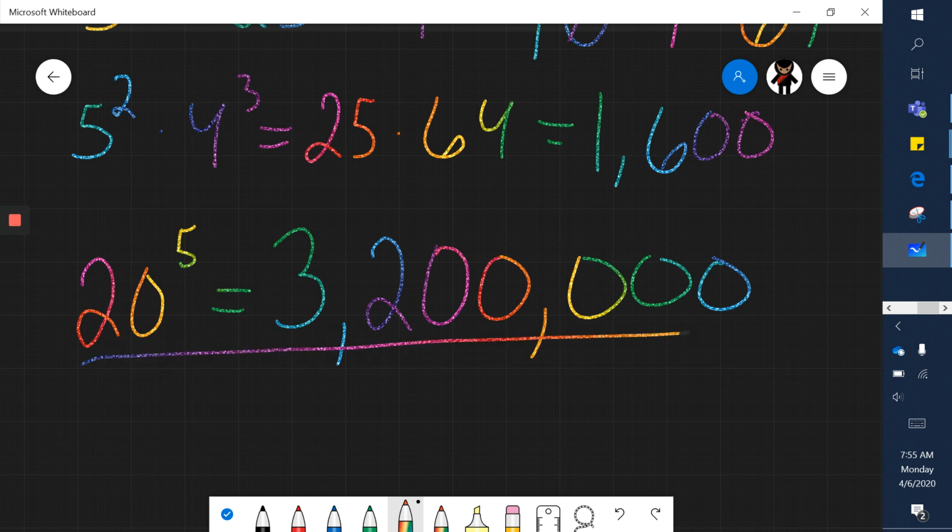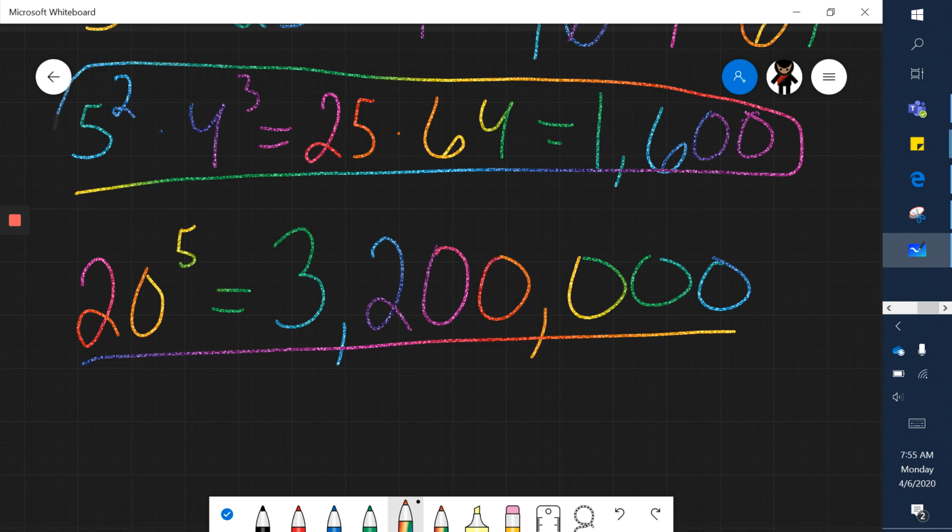Again, what would you rather work with? The huge unnecessary number or the correct answer, which is much smaller and easy to work with? Okay? And that's what I was hoping to get across for you today.